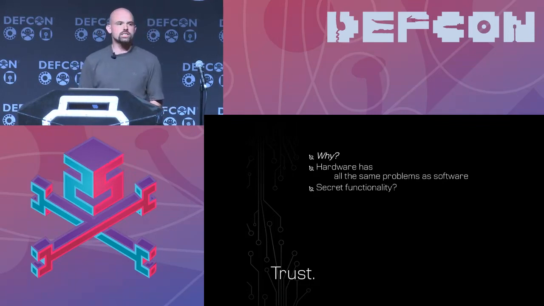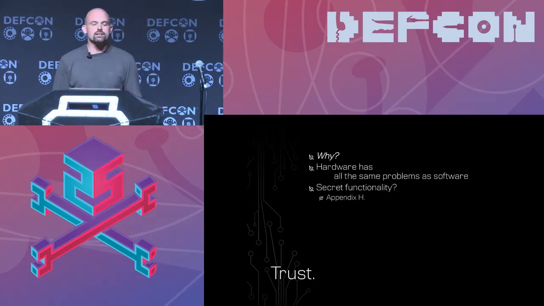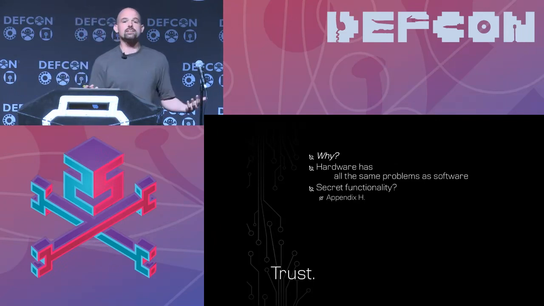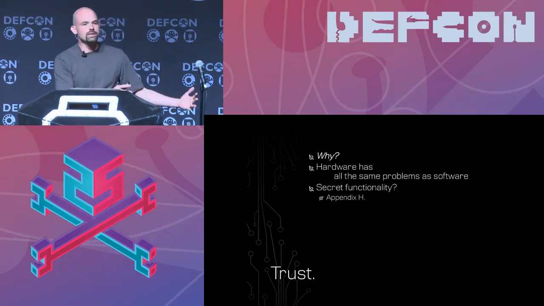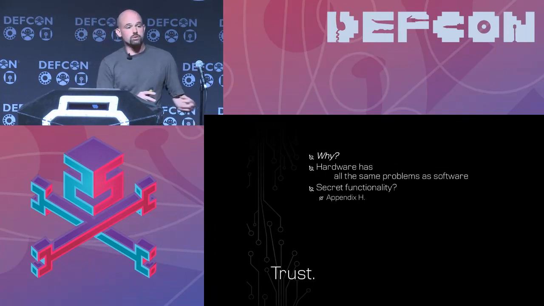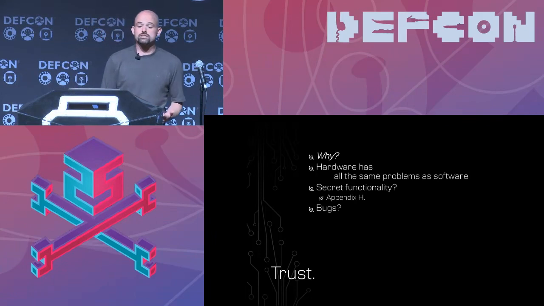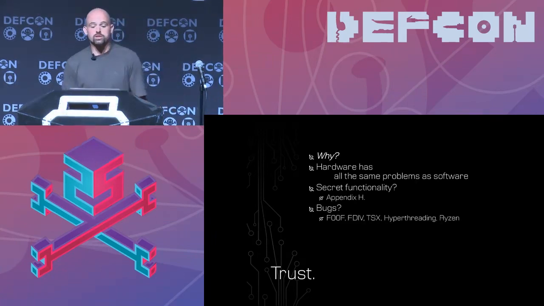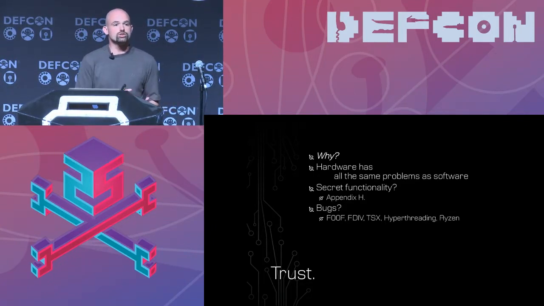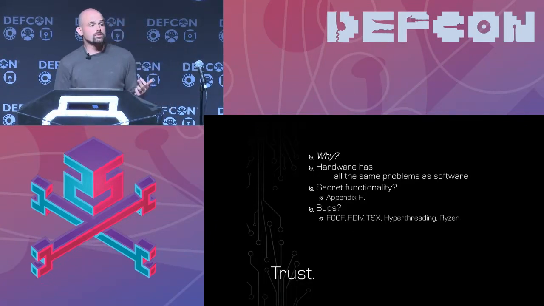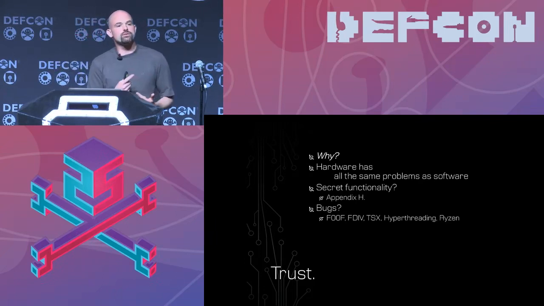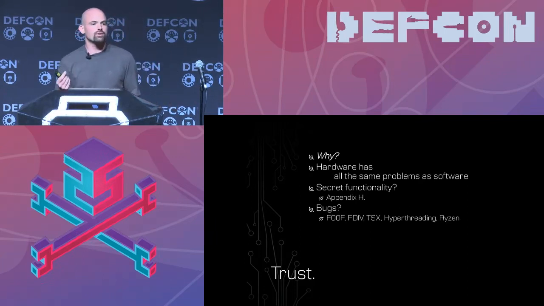If we're worried about secret functionality, we worry about that in software. Does hardware have that? Absolutely. Intel infamously had what was called the Appendix H documents that described all the secret pieces of the x86 architecture and was only available to trusted Intel sources. What about bugs? We worry about bugs in software. Does hardware have bugs? You've probably heard of several of these. The FOOF bug in an Intel Pentium could allow an unprivileged user to lock the system. The FDIV bug in the Pentium, every couple billion floating point operations, the Pentium would be off by a fraction of a percent. That cost Intel about $500 million.